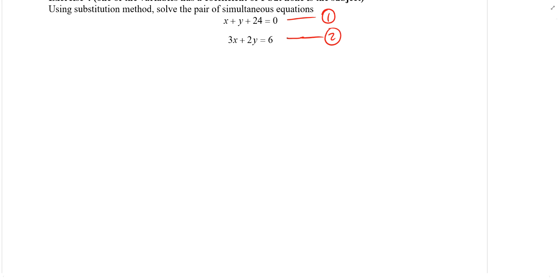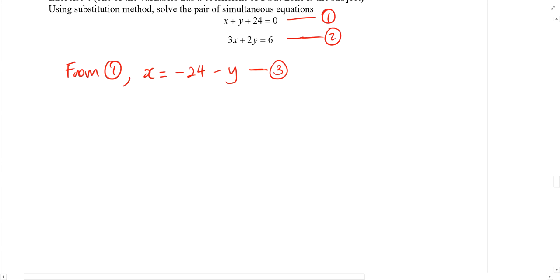Sure. From equation 1, x equals to what? Negative 24 minus y. Very good. I call this equation number 3. What do I do now?